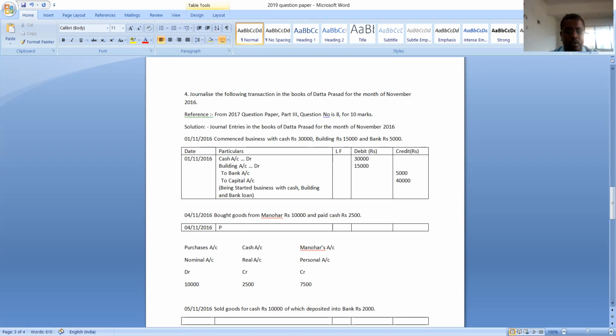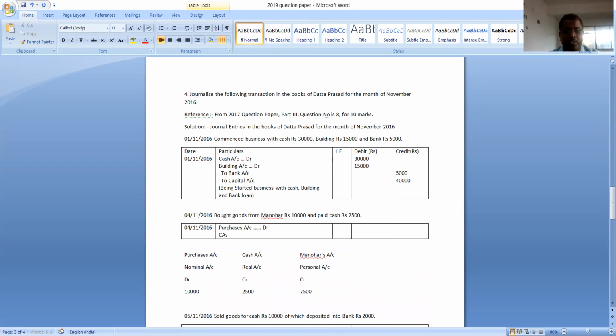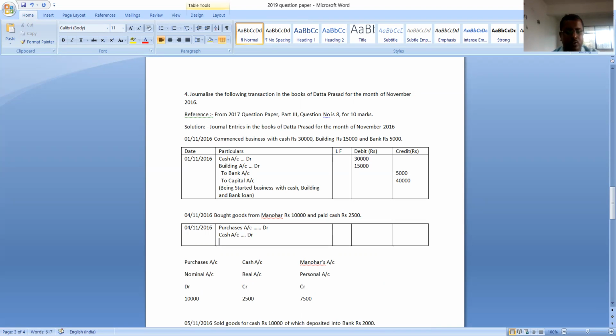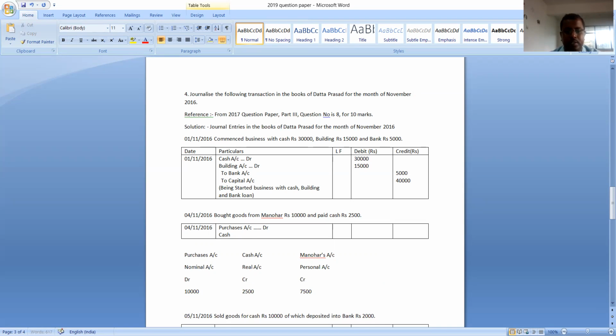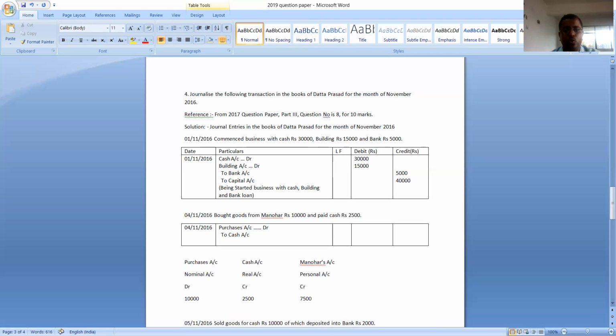So let us write the journal entry now. Which account should be debited? Purchases account should be debited. So purchases account debit. Here cash is going out of the business, so to cash account. To which account? To Manohar's account. Understood?